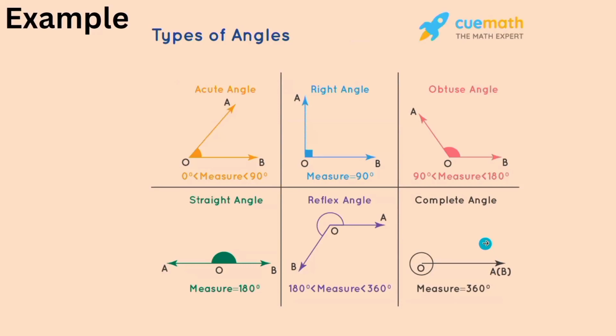First is the acute angle, whose measurement is less than 90 degrees. The second is the right angle, which is 90 degrees. The third is the obtuse angle, whose measurement is less than 180 degrees. The fourth is the straight angle, which is 180 degrees. The fifth is the reflex angle, whose measurement is less than 360 degrees. And the last is the complete angle, which is 360 degrees.